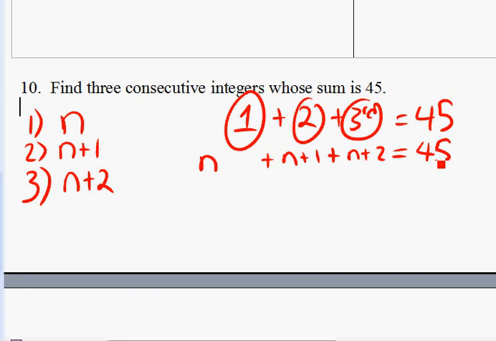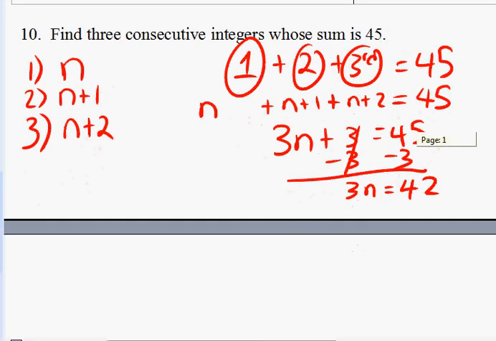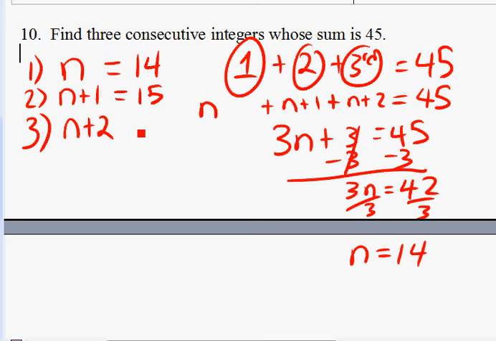Now let's solve for n. We'll be adding the n's on the left side. We have 3n plus 3 equals 45. Right? And we subtract 3 from both sides. Get 3n equals 42. We can divide by 3, divide by 3. N is equivalent to 14. Right. And if n is 14, I mean the first number is 14, the next one must be 15, and the third one will be 16. And those are your 3 consecutive numbers that add up to 45.